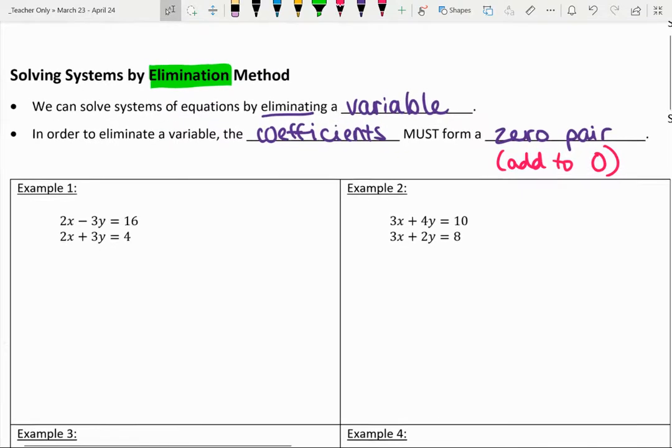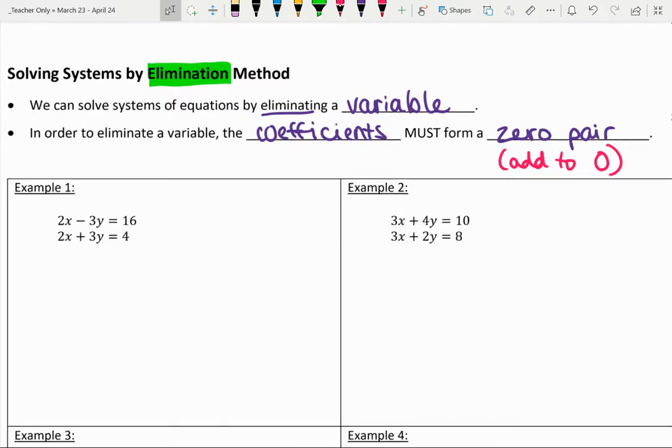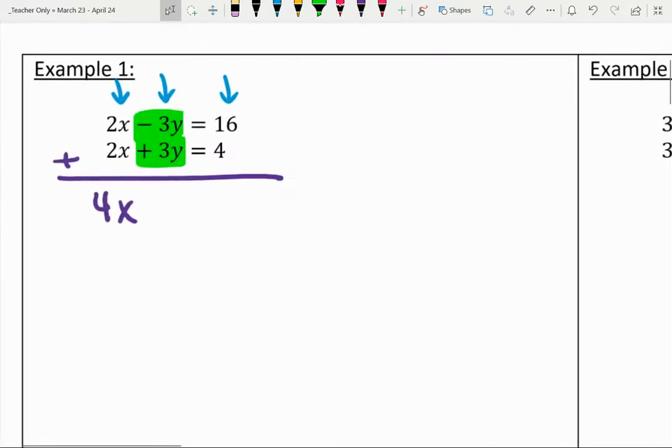Taking a look at example 1 here, I've got 2x minus 3y equals 16 and 2x plus 3y equals 4. If I'm looking for that zero pair, if I think about negative 3y and positive 3y, those add up to 0. So I'm just going to add directly here by combining all of my like terms. 2x plus 2x would give me 4x. Negative 3y plus 3y would give me 0y. That equal sign stays there, and then I'm adding 16 and 4 to make 20.